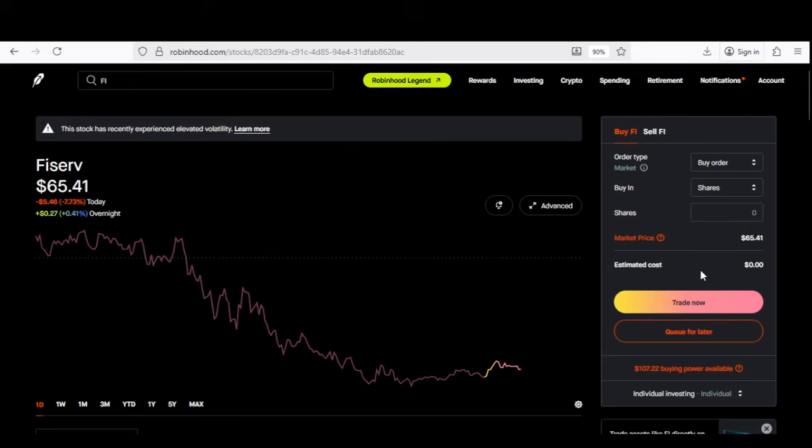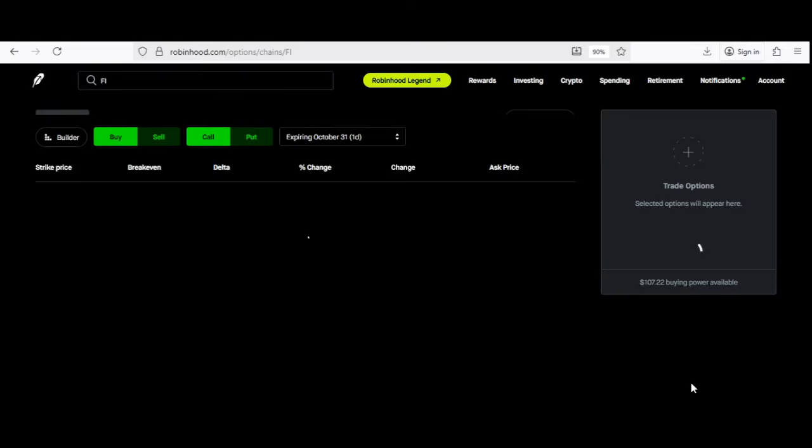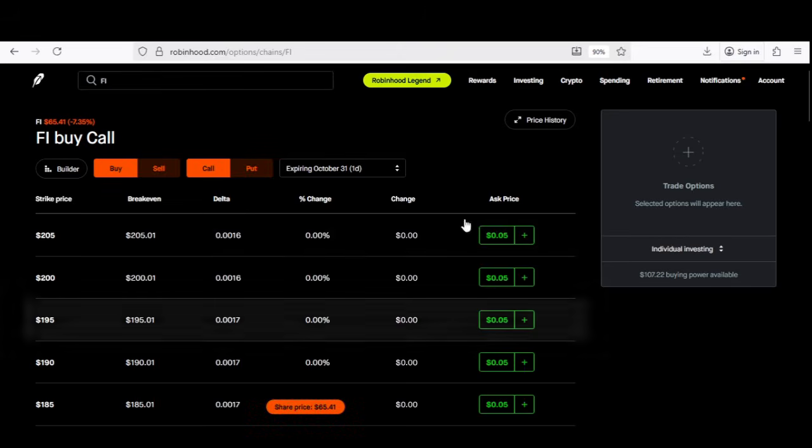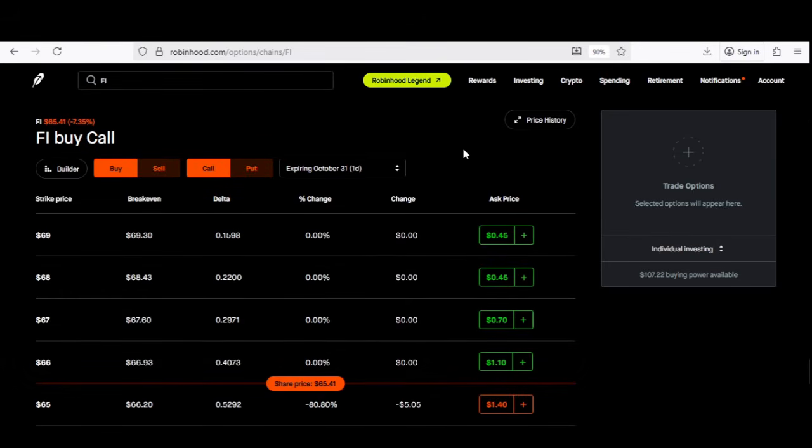For that, we're going to go to trade options down to the bottom here in order for us to open up the options chain. This information that you're seeing right here in its entirety is representative of the option chain. What the option chain does is that it gives us enough information in order for us to make a very informed decision before entering any option contract.